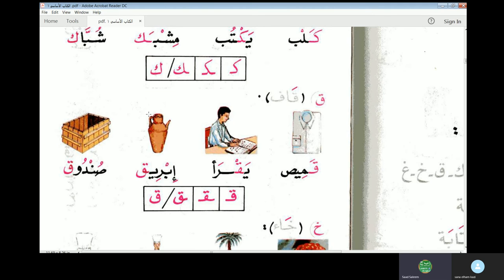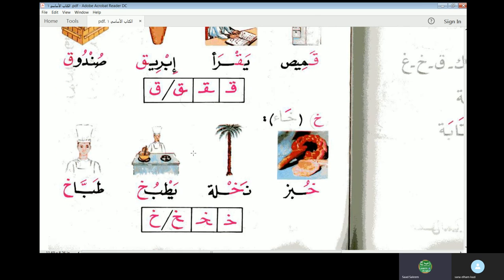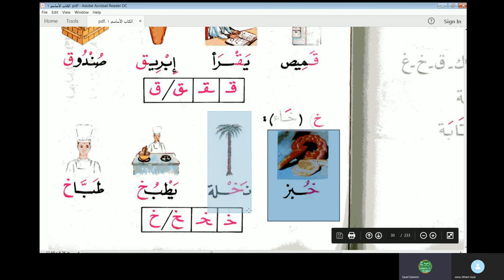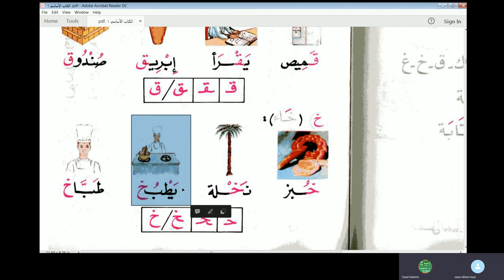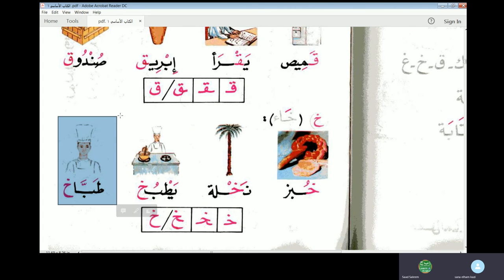Sundu, box. Khubz, bread. And nakhl is the date tree, palm tree. Yatbukhu, he is cooking. Yatbukhu, he is cooking. Tabakh is cooking.